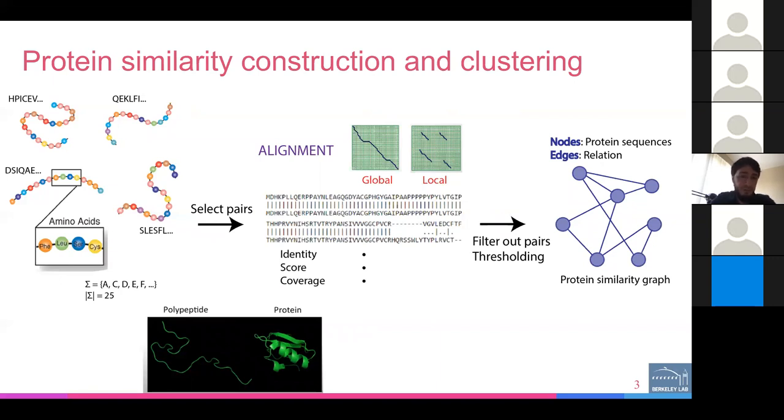From a given set of proteins, we select pairs on which we want to run alignment. Here there are several variants, generally grouped under global or local alignment. This will produce a similarity measure, which we can then use to establish how similar those pairs are. Usually we filter out pairs that we do not need or that do not meet certain criteria. This finally leads us to the protein similarity graph. And this is the part I'm going to focus on: how to cluster this protein similarity graph.